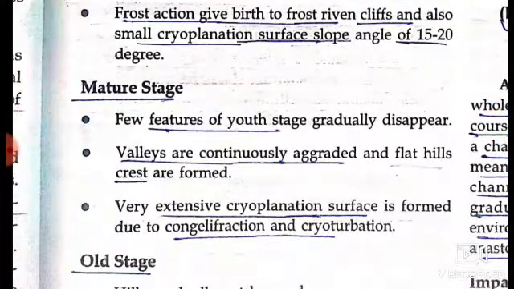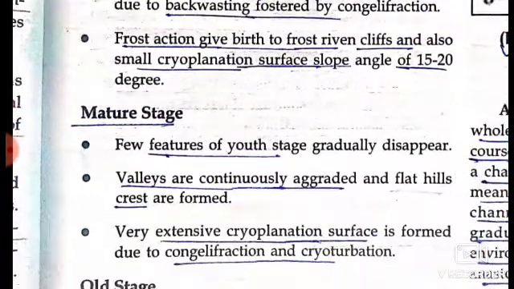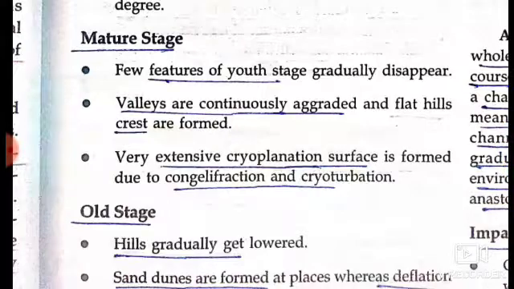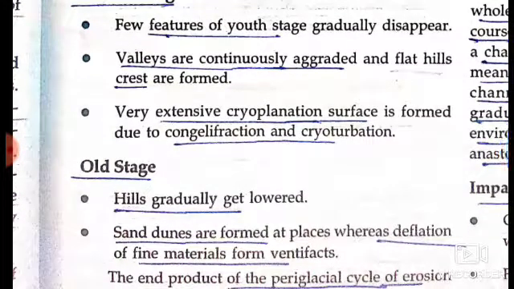Mature stage. Few features of youth stage gradually disappear. Valleys are continuously aggraded and flat hill crests are formed. Very extensive cryoplanation surface is formed due to congelifraction and cryoturbation.